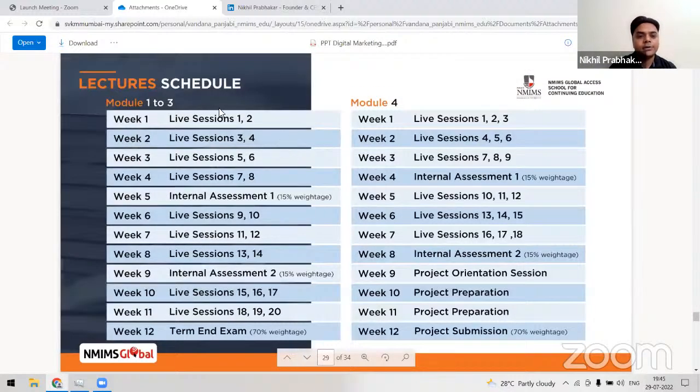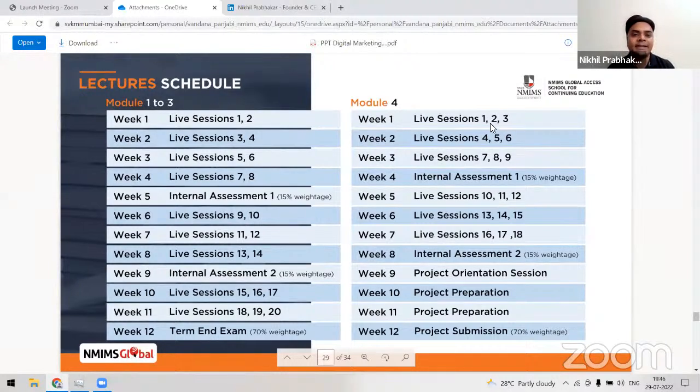If we look at modules 1 to 3 and module 4, which is about the digital marketing strategy, and combine all of them, this is how you can roughly look at the overall lecture schedule. So week 1, generally Saturday and Sunday, is the first 2 sessions. In module 4, if you're going for the digital marketing strategy part, it follows a different structure.